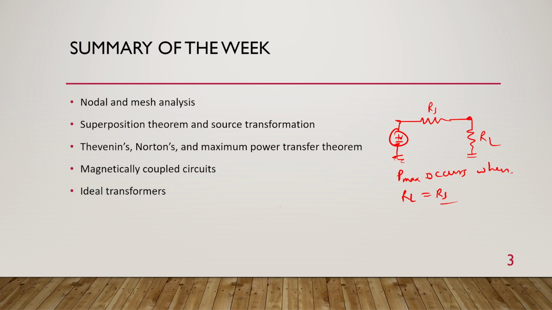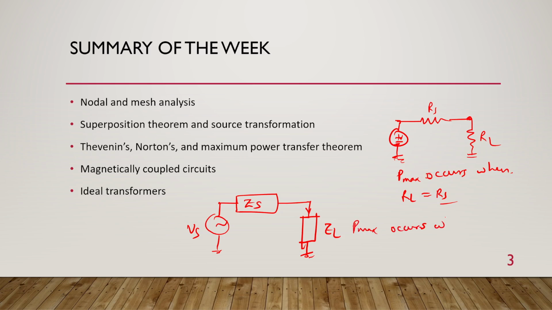Now for circuits which are excited by a sinusoidal voltage source or current source, this condition is slightly different, where in general you can have a complex impedance. Let's say this is a voltage source Vs, and you have a complex source impedance Zs, and in general you can have a complex impedance here also, let's say ZL. The maximum power that can be transferred to this load ZL occurs when ZL is equal to Zs conjugate.